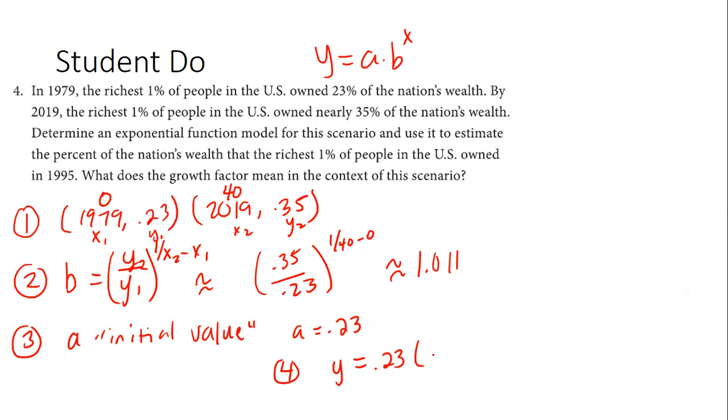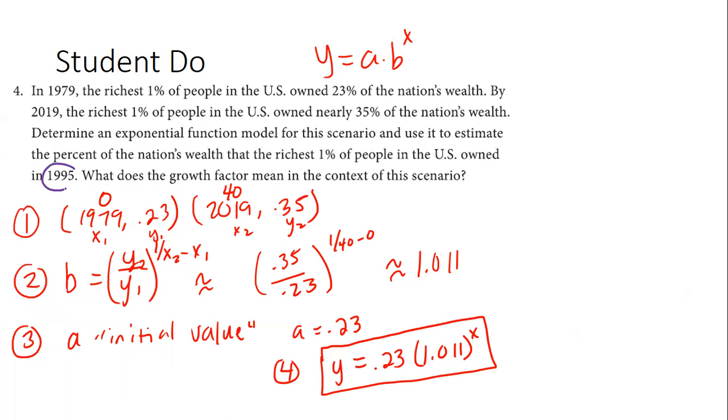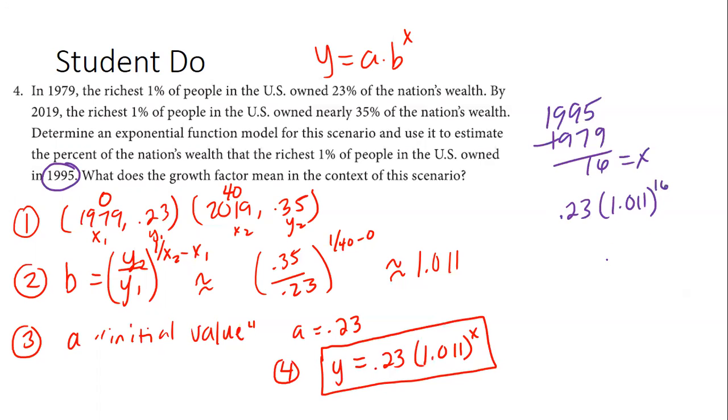Y equals 23 hundredths times 1.011 to the X. Was it terrible? Okay. So now can you answer the problem in the question? And the problem is, they want to know, what was it in 1995? So 1995 is how far from 1979? 1995 minus 1979 is 16. So this is what we're going to let X equal, right? So when we let X equal 16, we get 23 hundredths times 1.011 to the 16. What'd y'all get?